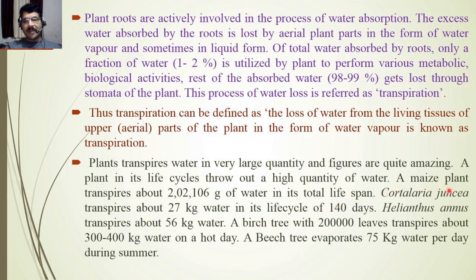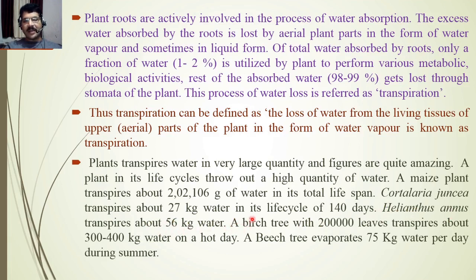Then there is another plant, namely Crotalaria juncea. It transpires about 27 kilogram of water in its life cycle of 140 days. So this plant completes its life cycle in 140 days, and in this short lifespan it transpires about 27 kilogram of water. Then there is a plant, namely Helianthus annuus, commonly known as sunflower. This plant transpires about 56 kilogram of water.